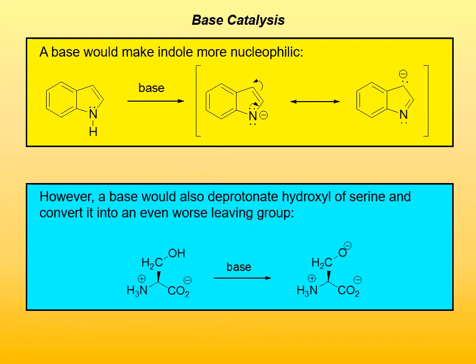But the problem is that under the same basic conditions, serine would end up being also deprotonated. So the side chain of serine would be deprotonated, and that would turn the hydroxyl group into an even worse leaving group, because now we would have an alkoxide, and that's actually not a leaving group. It's not that it's a worse leaving group, it's simply not a leaving group. And so the reaction could not occur under basic conditions, because the nucleophile prepared from indole would have no leaving group to displace, because now serine does not have a leaving group.